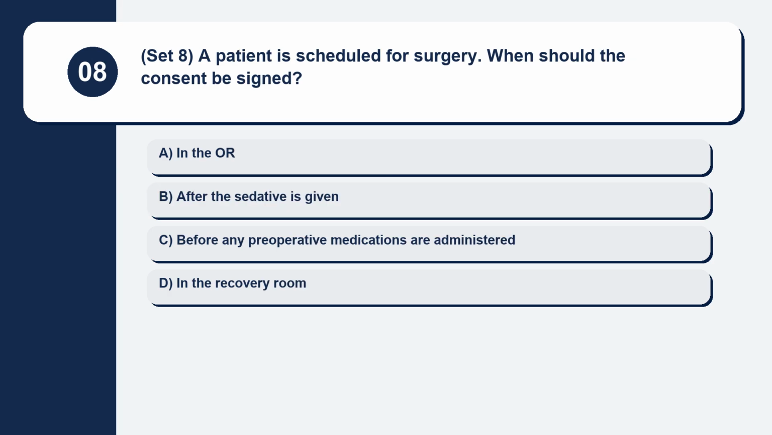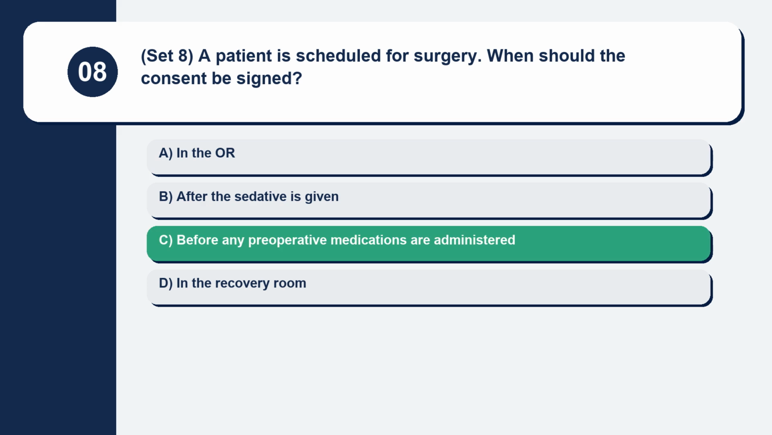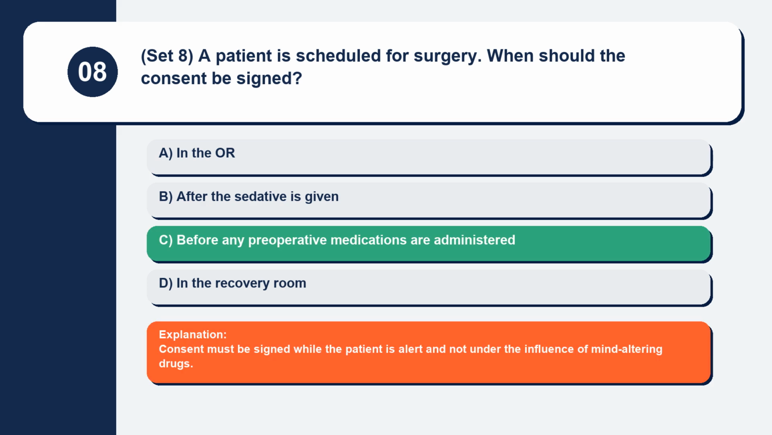Question 8. Set 8, a patient is scheduled for surgery. When should the consent be signed? In the OR, after the sedative is given, before any preoperative medications are administered, in the recovery room. Consent must be signed while the patient is alert and not under the influence of mind-altering drugs.